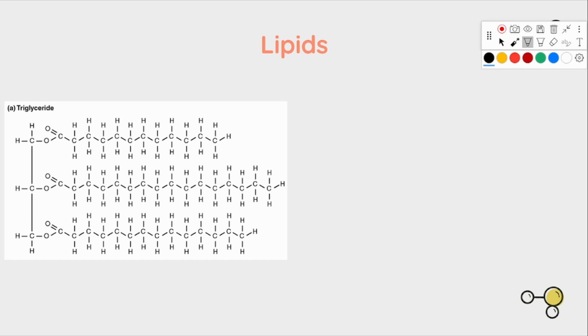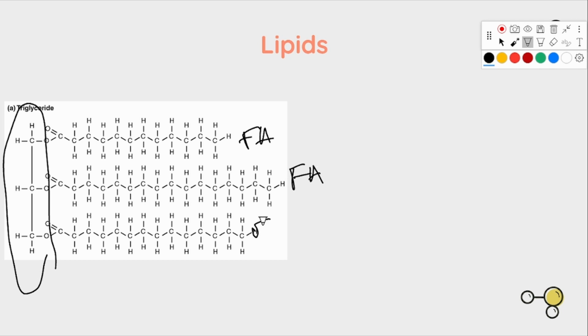The first category is fats. Fats are composed of triglycerides, which are formed from glycerol molecules linking three fatty acids together. So here we can see the glycerol forming the three fatty acids, linking the three fatty acids together, thus forming a triglyceride.